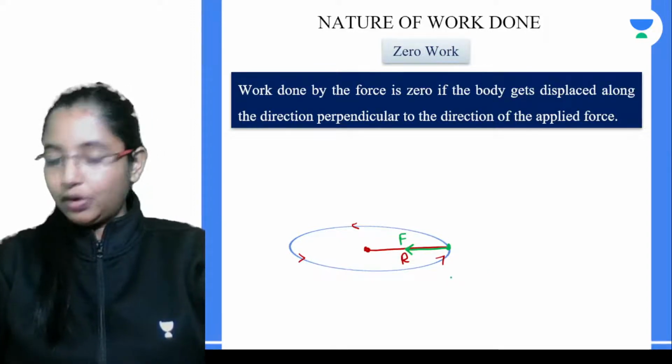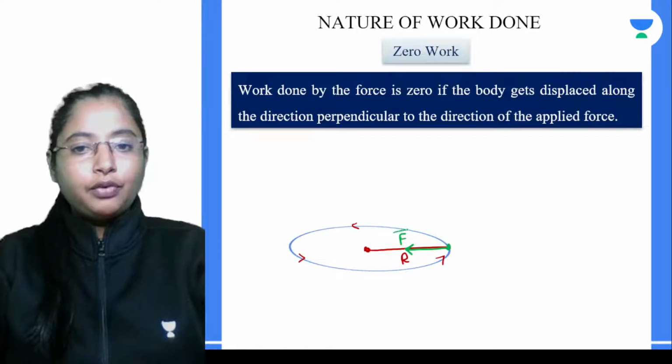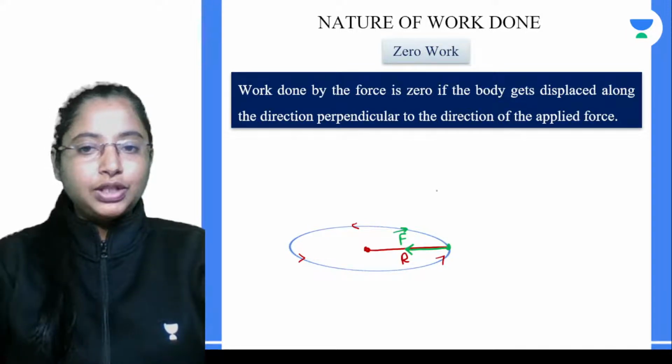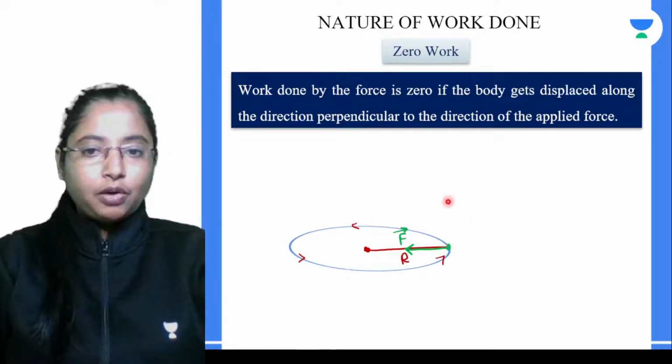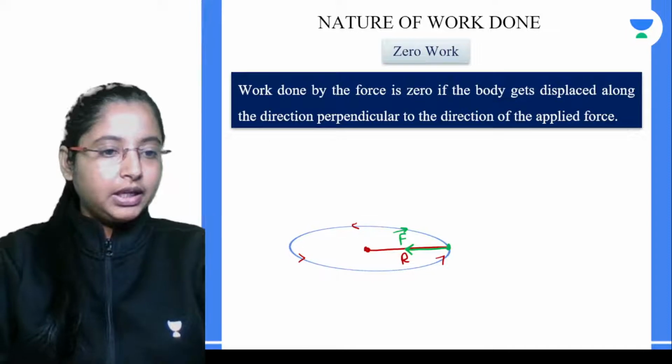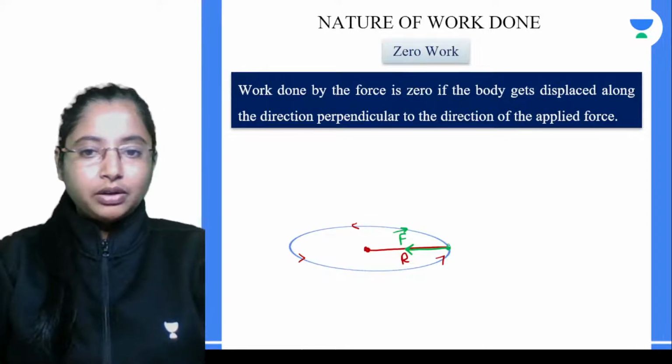Centripetal force will always act towards the center, right? For the centripetal force at this point, look at the displacement, look where the object is going. If you're looking at the displacement vector over here, at this point the object is moving towards this side, right? So the displacement vector is along this direction. So now the angle between them becomes 90 degrees.